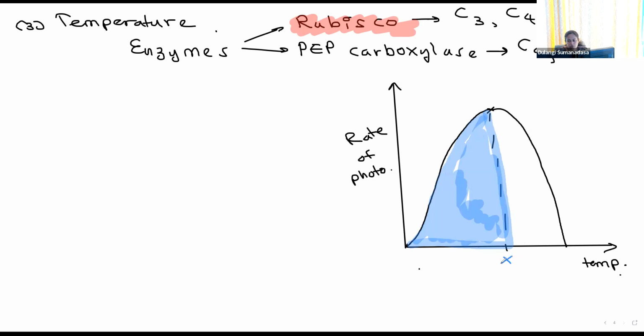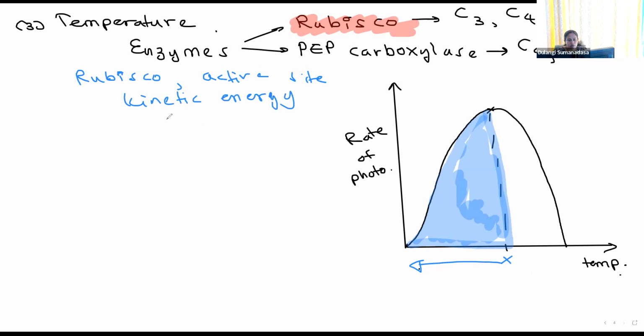So for anything less than optimum temperature, the keywords you have to use: Rubisco, active site, kinetic energy, and number of collisions. And then compare the glucose formation. Use all these keywords and write down the reason why the rate of reaction is low if the temperature is less than the optimum. You can take whatever temperature, like around 10 degrees. Use all the keywords.